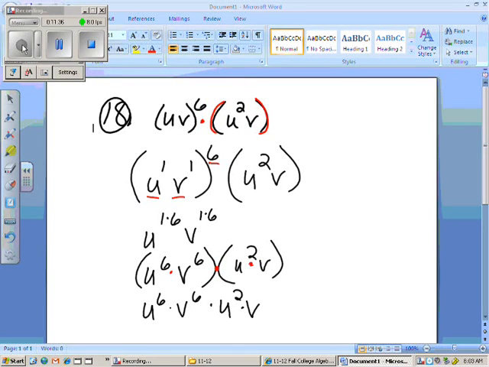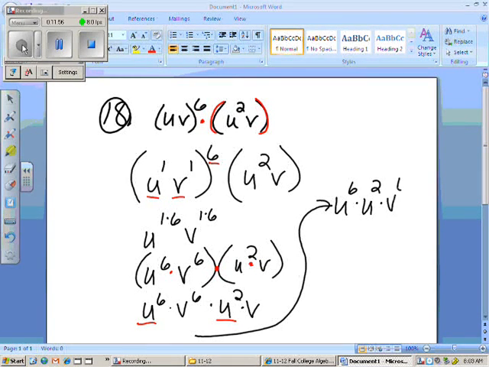We are going to multiply this u times the other u. And if you're just multiplying bases together that are the same, if you're multiplying u's together, you just add the exponents. I'm going to move up here. So, u to the 6th times u squared times v to the 6th times v. What's the exponent on that v? Remember, if you don't see an exponent, put a 1 there. So all I did was group the u's together and group the v's together.